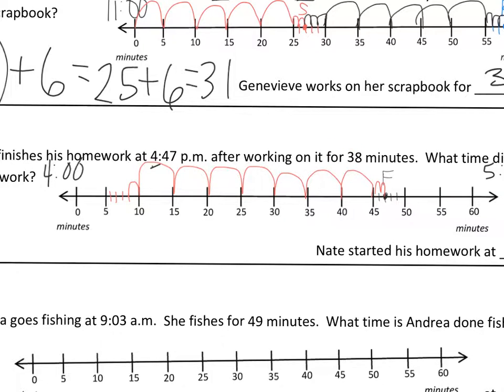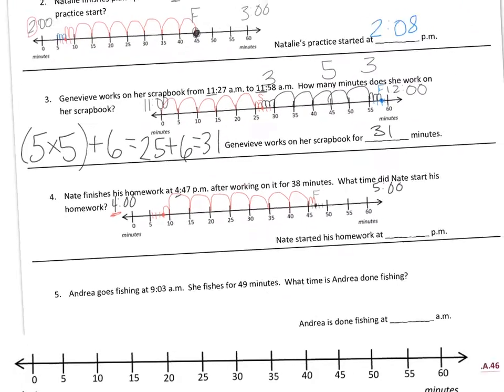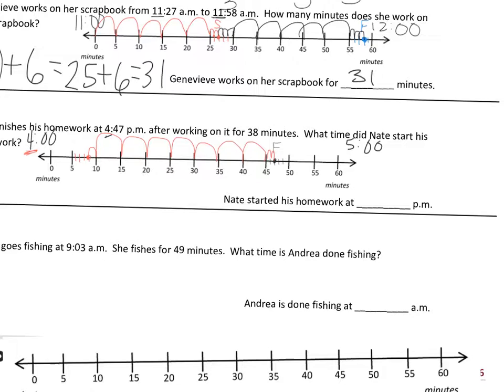38 minutes in jumps. So what time right here did Nate start his homework? Well, I know that my hour is 4 because my number line is a 4 o'clock number line. And my minutes are 5, 6, 7, 8, 9. So Nate started his homework at 4:09 p.m.